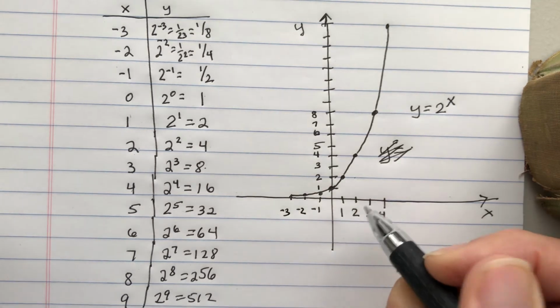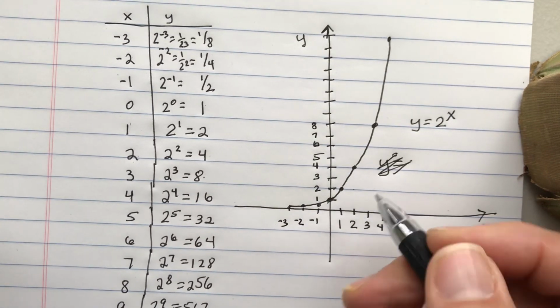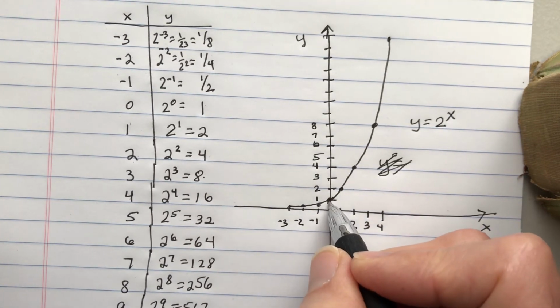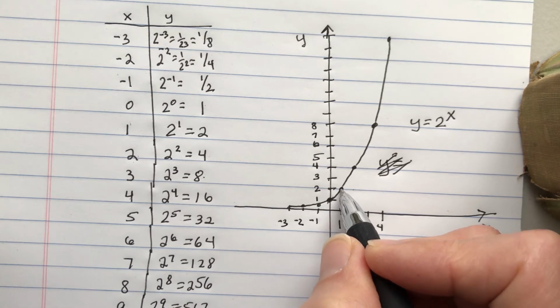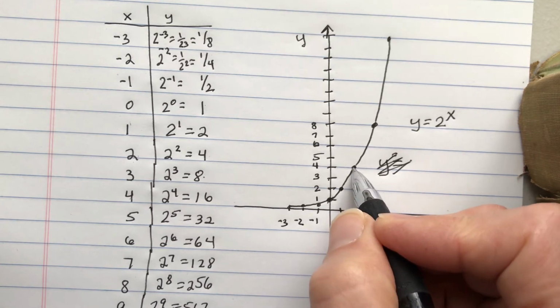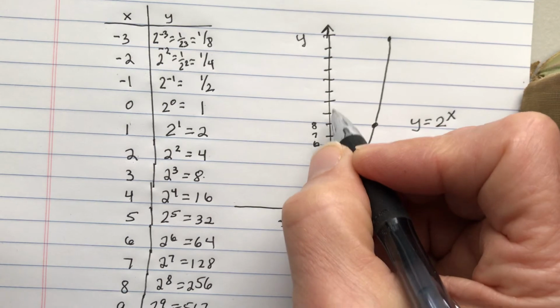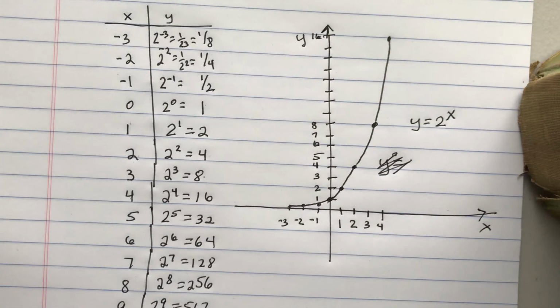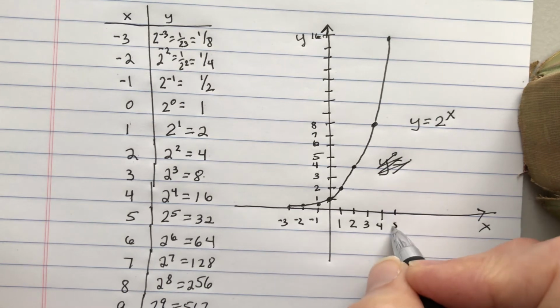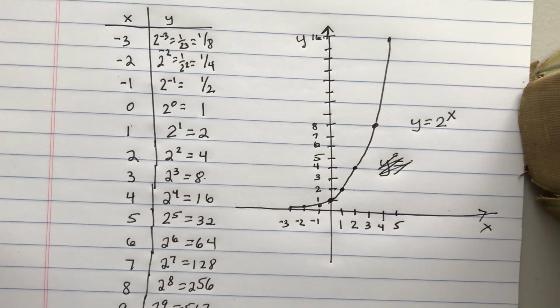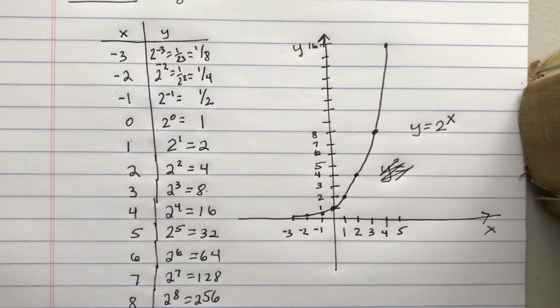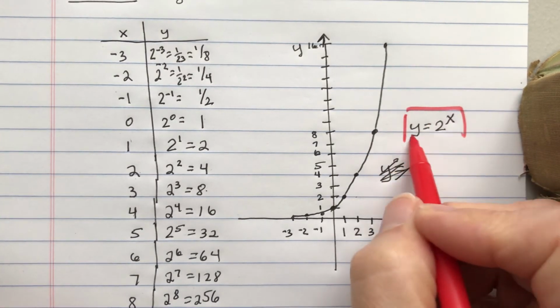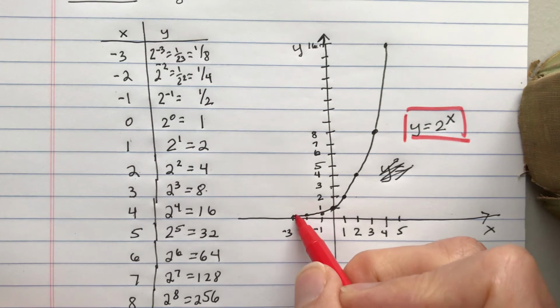This also could be the spreading of the flu. You could think that one person has the flu and then they spread that to 2 people, and those 2 people spread it to 4, and those 4 spread it to 8. So that's another possible application. Okay, so this is y equals 2 to the x. Here is the function.